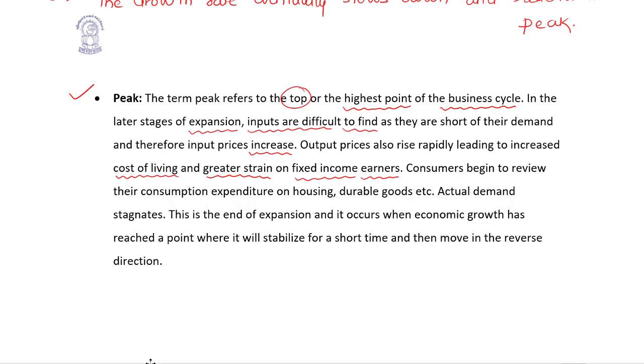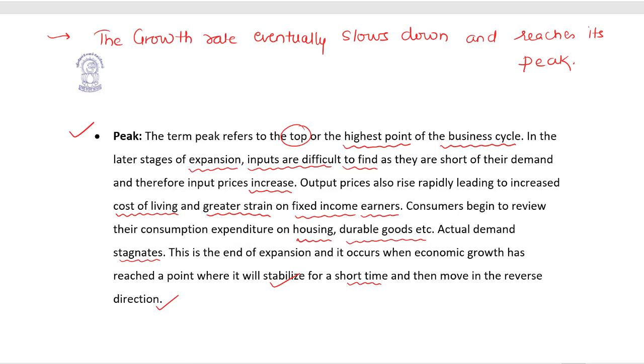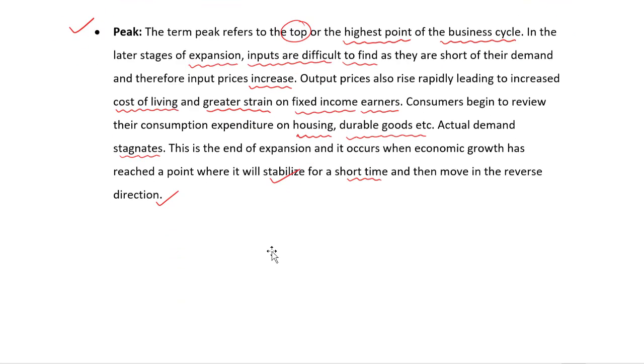Consumers begin to review their consumption expenditure on housing, durable goods, etc. Actual demand stagnates. This is the end of expansion, and it occurs when income growth has reached a point where it will stabilize for a short period of time and then move in the reverse direction. I believe you understood till here. Let us continue.